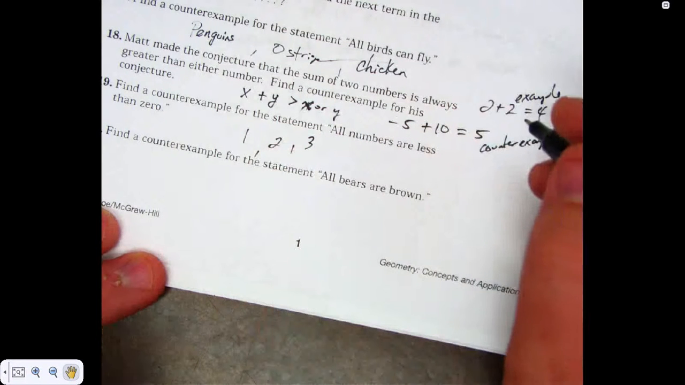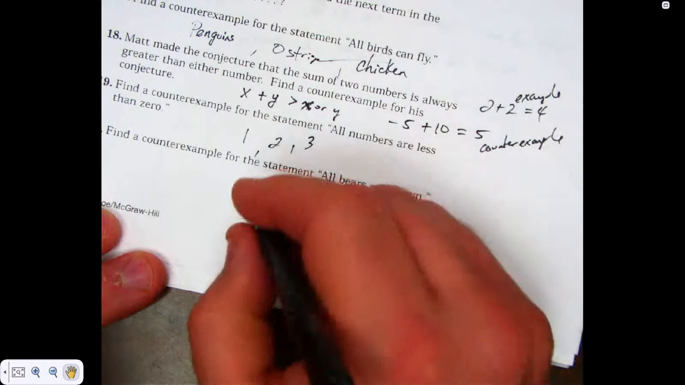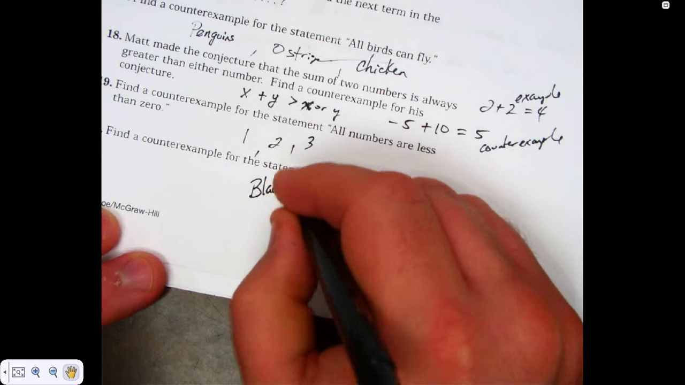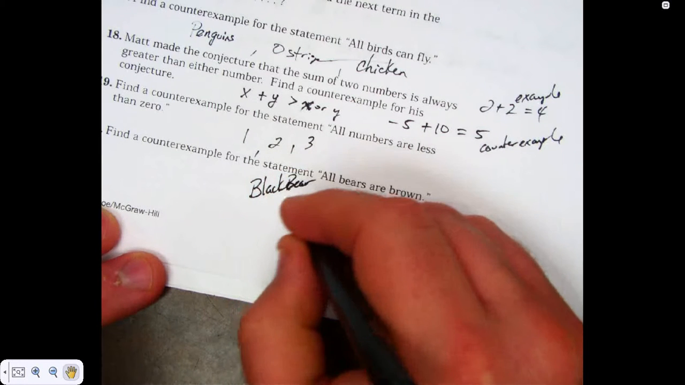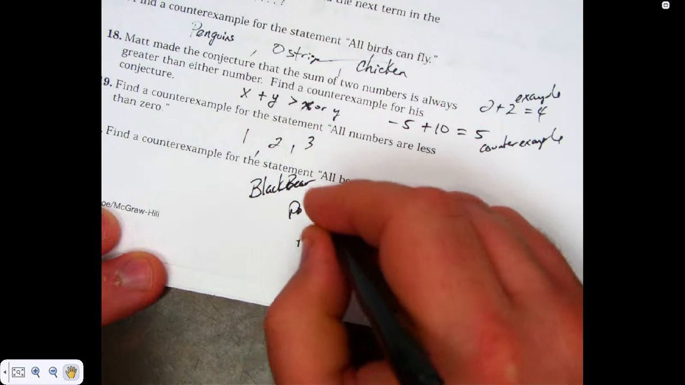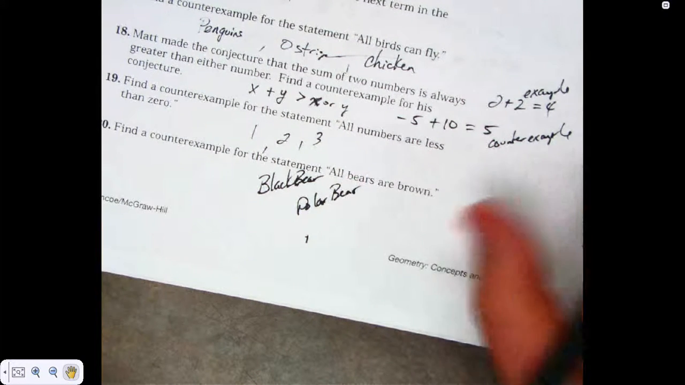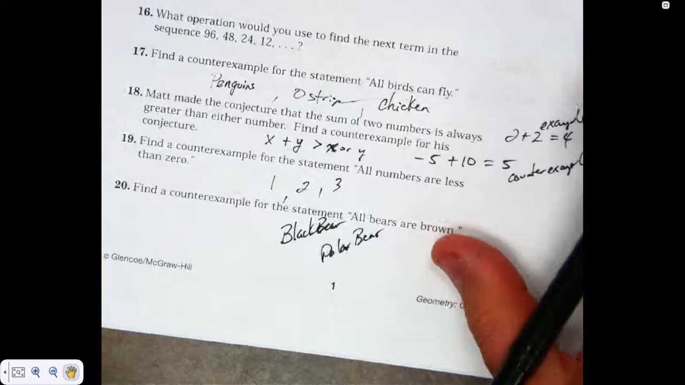Find a counterexample for the statement all bears are brown. Black bear. Polar bear. Yeah. Okay, we're okay there, aren't we?